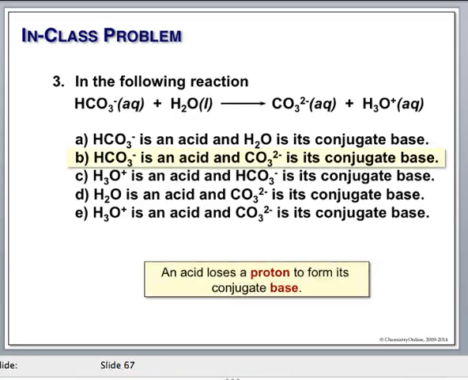But let's look at these and see why they're wrong. Hydronium is an acid. Yes, it is. But this is not its conjugate base. Water is not acting as an acid. Hydronium is an acid. Carbonate is not its conjugate base. Remember, the Bronsted acid loses a proton to give its conjugate base.